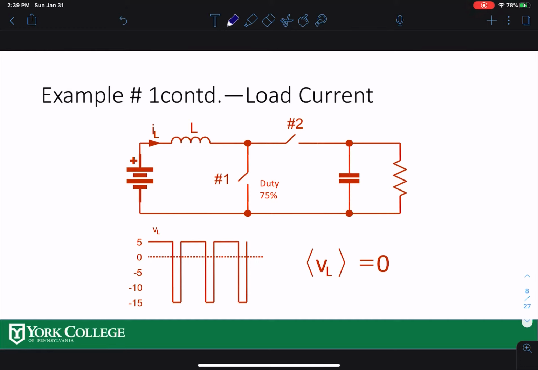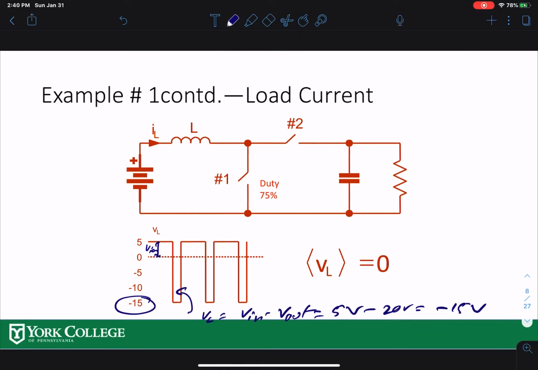Now if you look at what's happening here, remember that VL is equal to V in, which is 5 volts, right? And when your switch 1 is on, which is 3/4 of the period, VL is V in minus V out, which is 5 volts minus 20 volts, negative 15 volts. So when switch 1 is on, your inductor voltage is 5 volts. When switch 2 is on and 1 is off, inductor voltage is negative 15 volts.